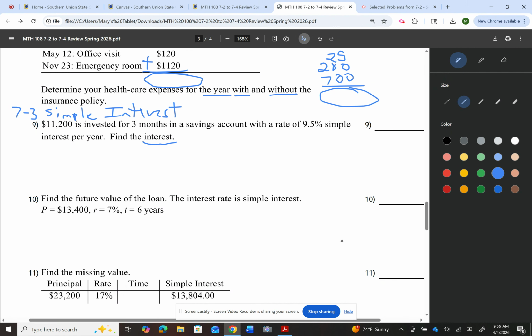So that means we're going to go to the formula sheet and get the formula I equals principal times rate times time. And then we just plug in. They're investing $11,200. The interest rate was 9.5%. So be careful. Remember, percent means to divide by 100. So that's 0.095 when you do that. You can actually take 9.5 and divide by 100 if you feel more comfortable doing that.